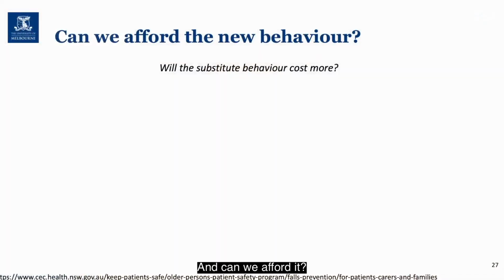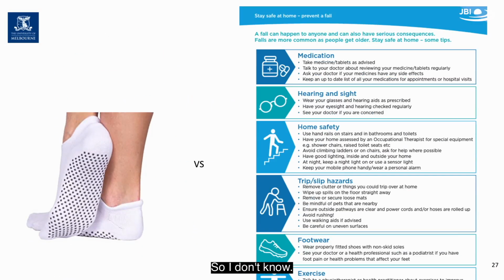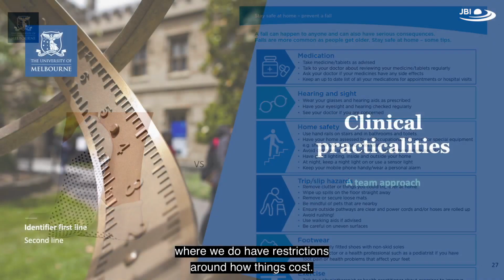And can we afford it? Will the substitute behaviour cost more? So, I don't know, non-slip socks versus giving out a pamphlet about reducing falls. It is important. We work in settings where we do have restrictions around how things cost.